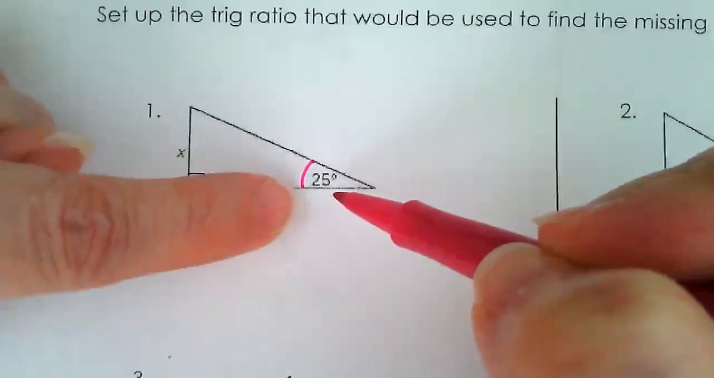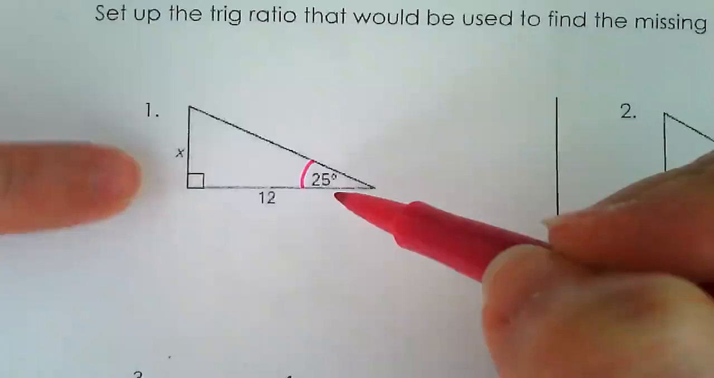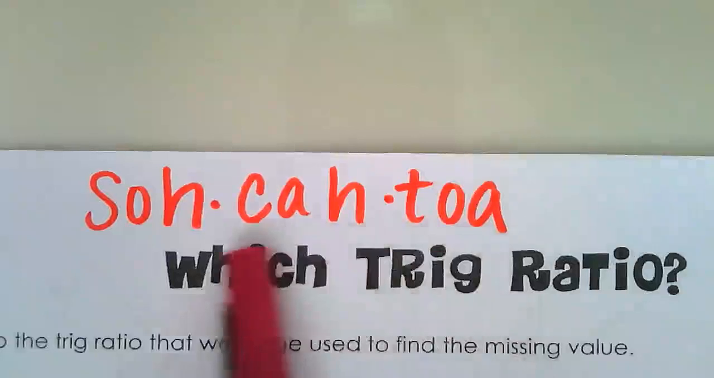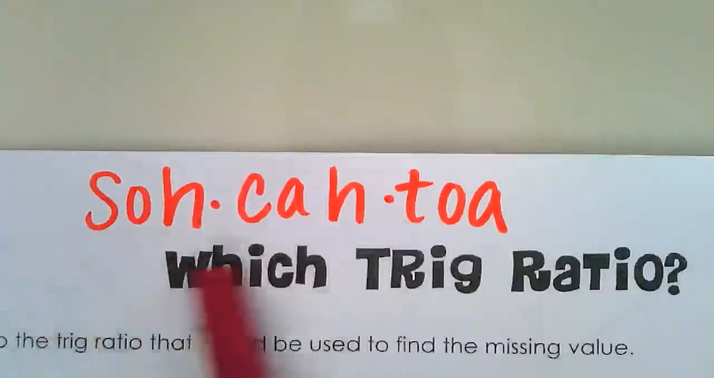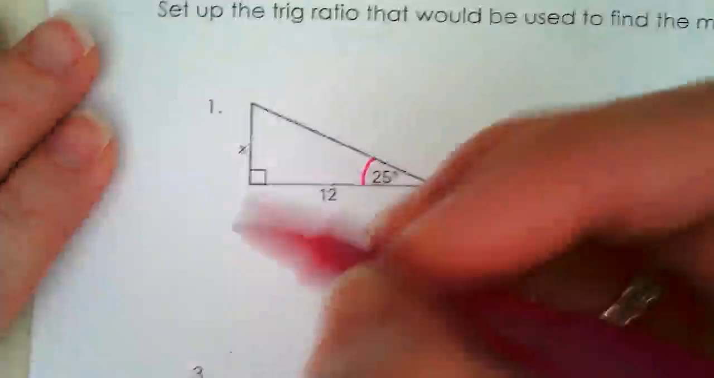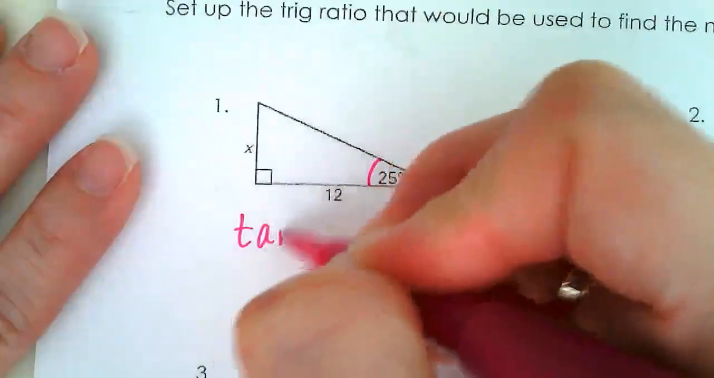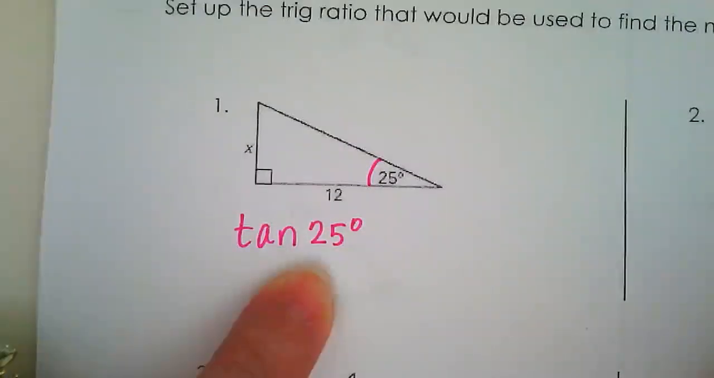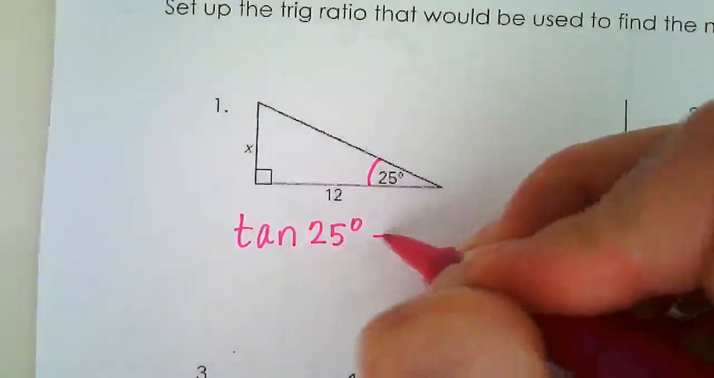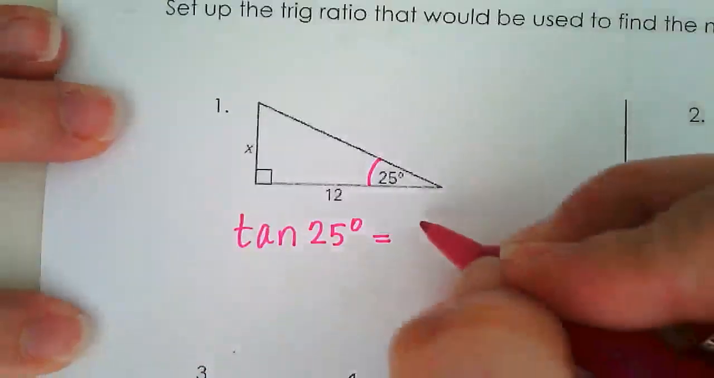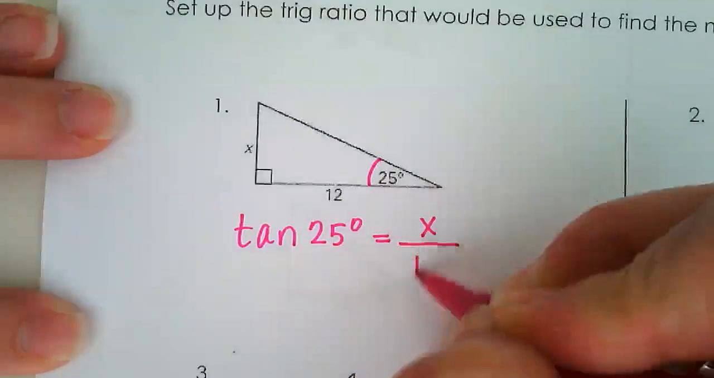So from this angle, it's 25 degrees. I know the adjacent and the opposite. So which trig function am I going to need to use if I know the adjacent and the opposite? That one, the tangent. All right, so the way we write this is the tangent of 25 degrees, because the angle measurement goes there. So the tangent of 25 degrees is opposite over adjacent. So that means x over 12.